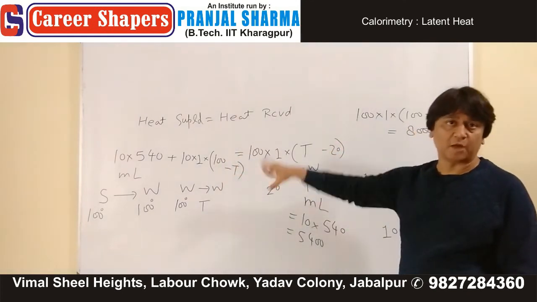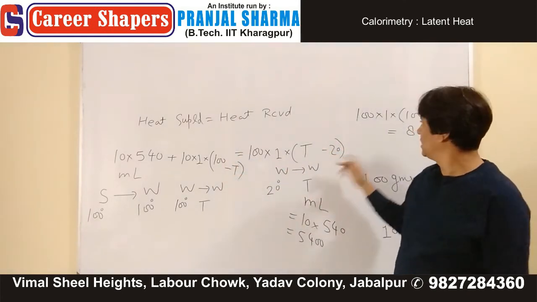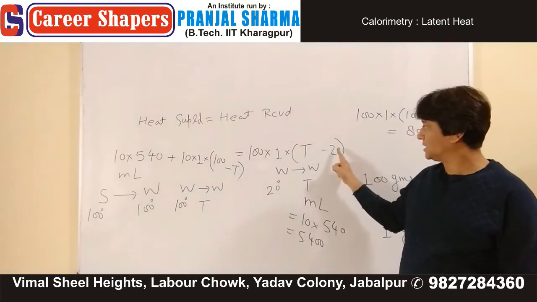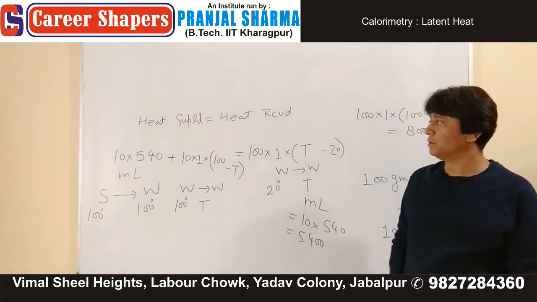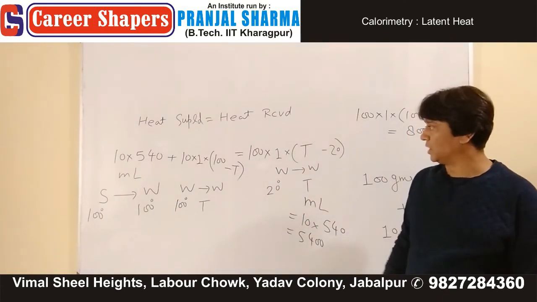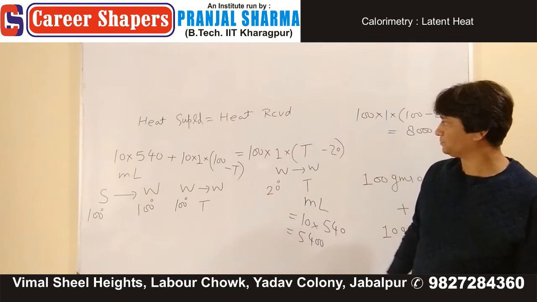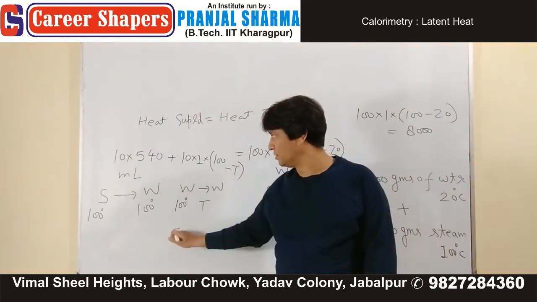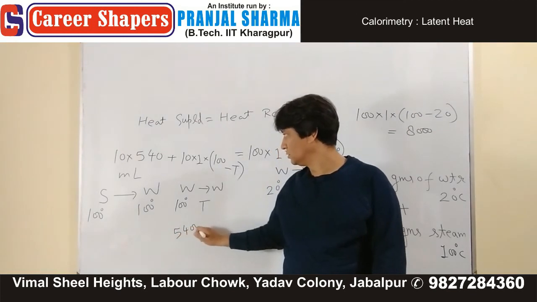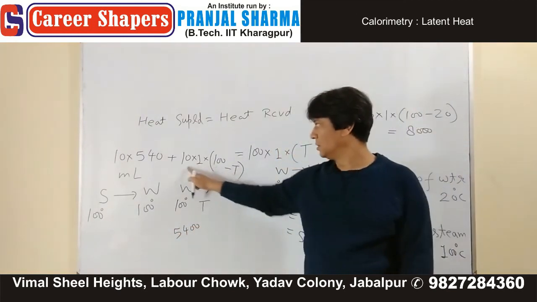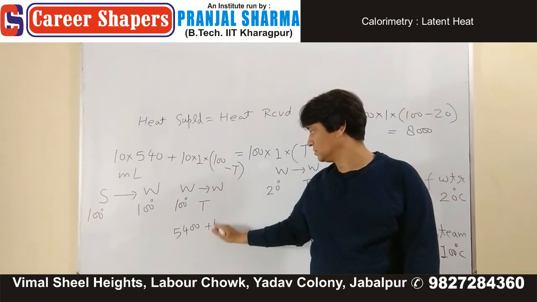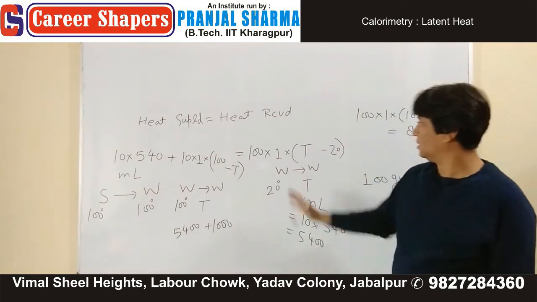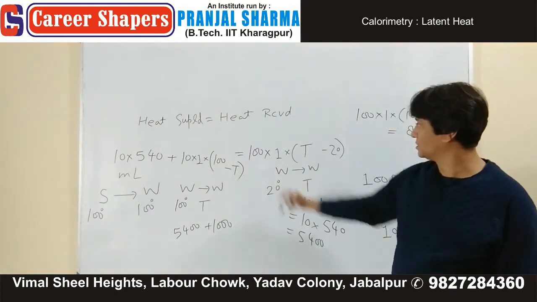The amount of heat coming from this side is used by the sink, which is 100 grams of water. Its temperature increases from 20 to T. Solve this and you will get your final answer. So what is this whole thing? This is 5400 plus 1000 on this side. This is 20 and this 100, 2000.